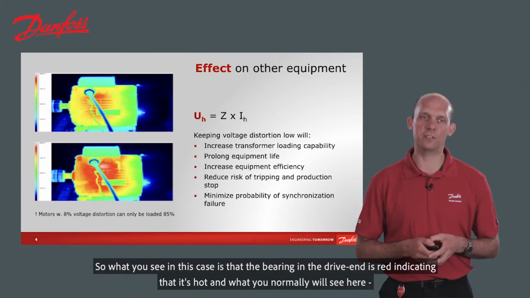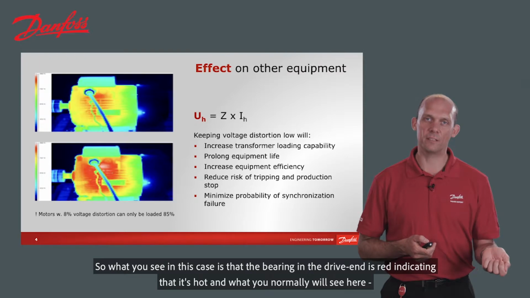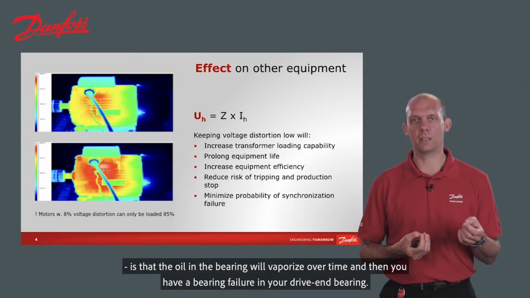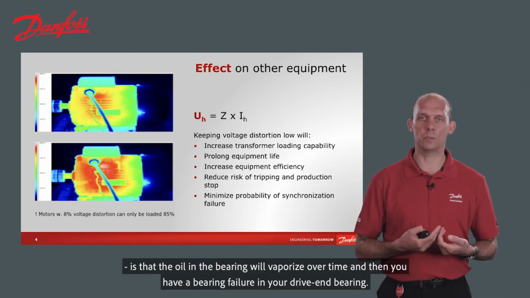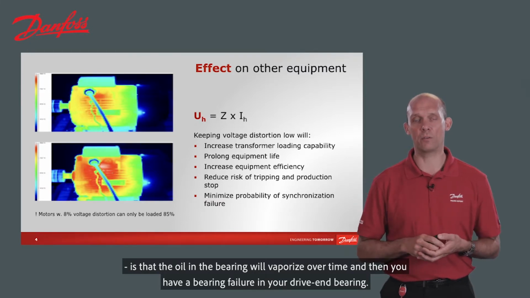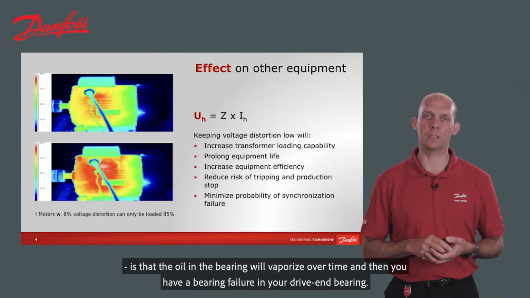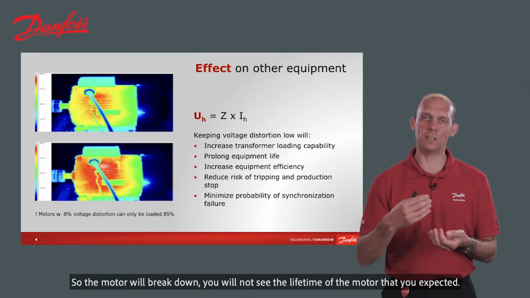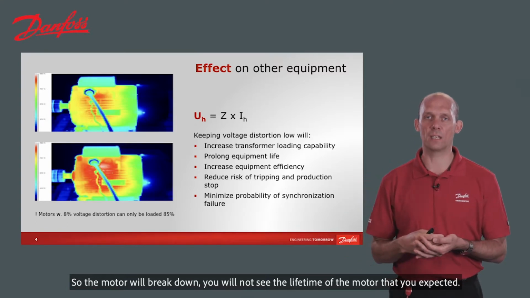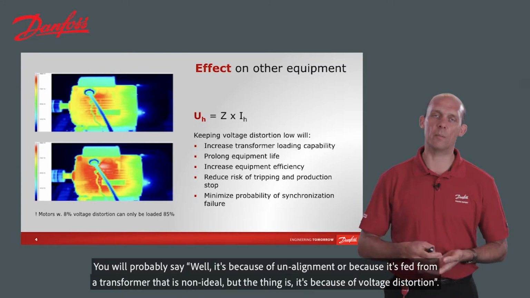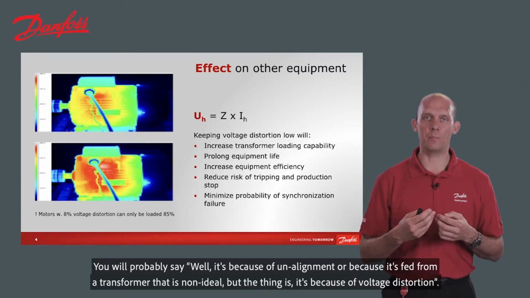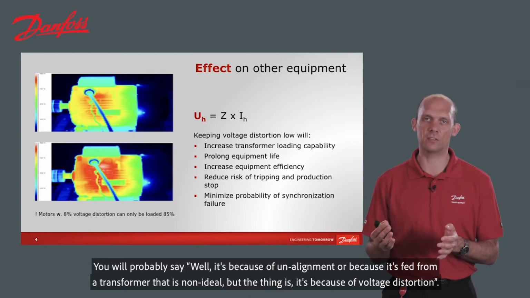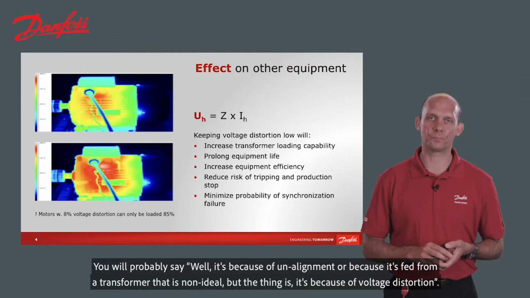So what you see in this case is that the bearing in the drive end is red, indicating that it's hot. What you normally will see here is that the oil in the bearing will vaporize over time, and then you have a bearing failure in your drive end bearing. So the motor will break down. You will not see the lifetime of the motor that you had expected. And you will probably say, well, it's because of misalignment or because it's fed from a transformer that is non-ideal. But the thing is, it's because of voltage distortion.